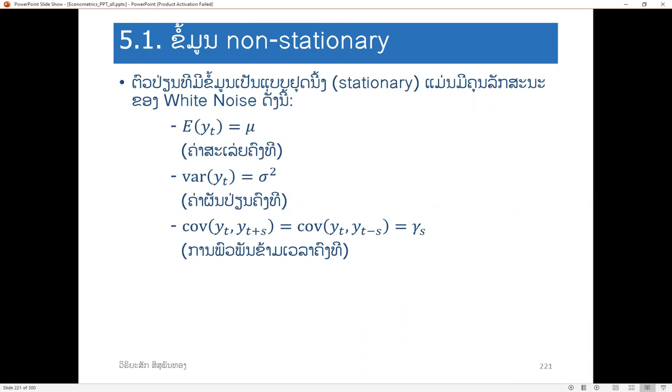So basically what stationary means is that the average of the data must be constant, the variance of the data must be constant, and the covariance of the data itself in the future or in the past must be constant.